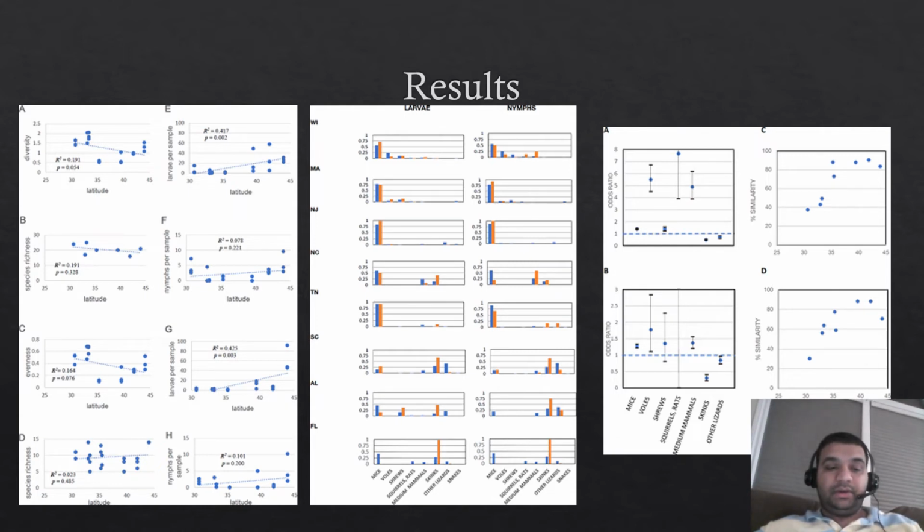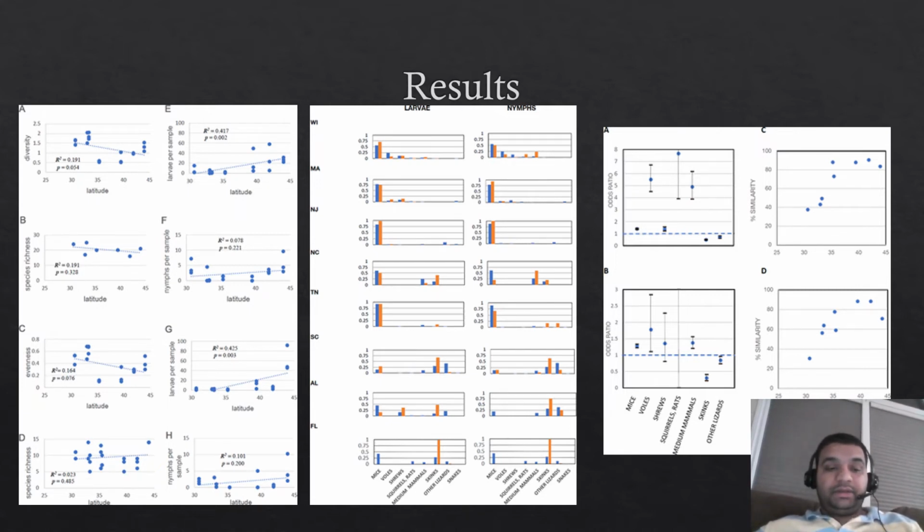From this you can see, thankfully they have statistics on every single one of these graphs. You can see where there is a positive trend or negative trend based on the latitude, north versus south, and it looks like the larvae per sample is significant where we were looking at the latitude for both 2011 and 2012. So they found a significant difference in the amount of larvae on the hosts that were collected at the trap sites.